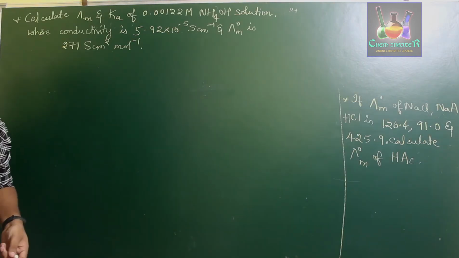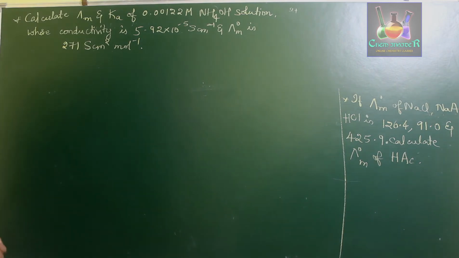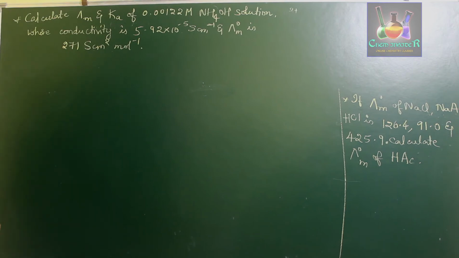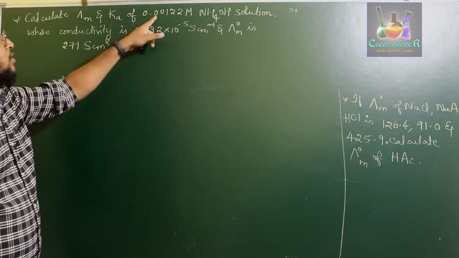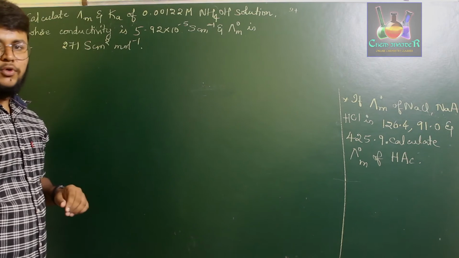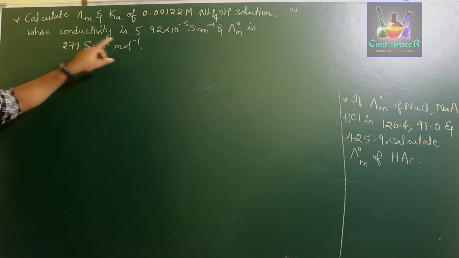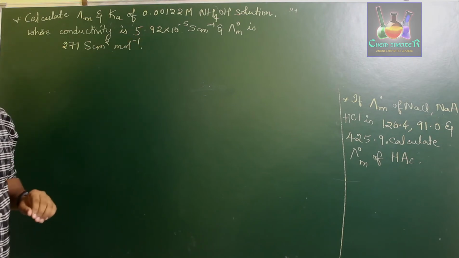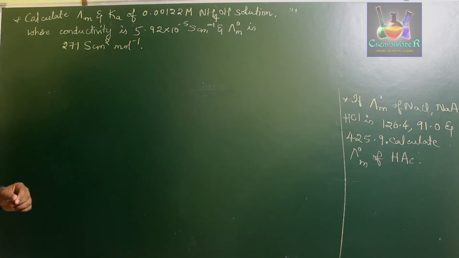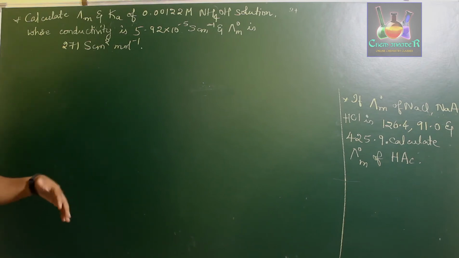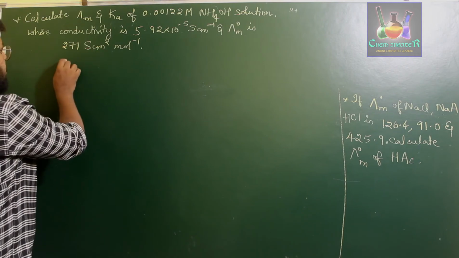Now, the next problem says: calculate the molar conductivity and degree of dissociation of 0.00122 molar ammonium hydroxide solution if the conductivity of the solution is 5.95 into 10 power minus 5 Siemens per centimeter and its limiting molar conductivity is 271 Siemens centimeter square per mole. Same problem which we did earlier for the acetic acid solution.